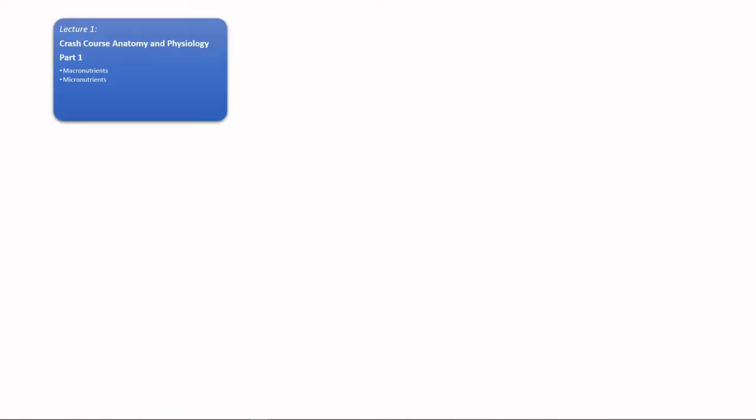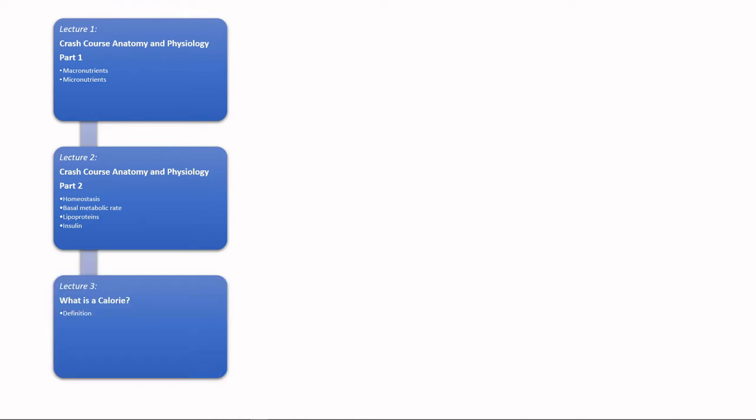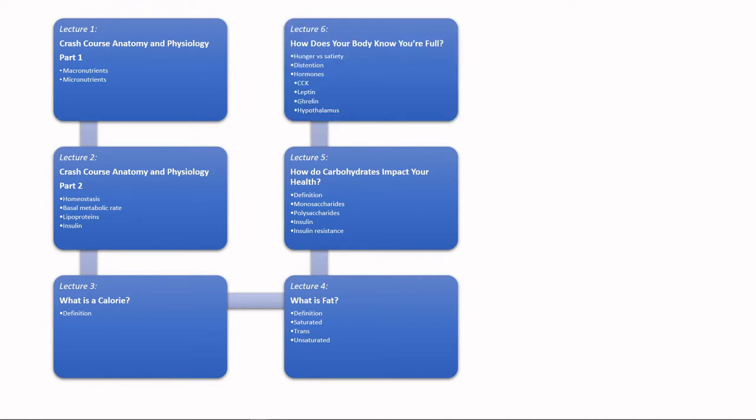Here is a roadmap of where we'll be going with Module 2. The first two lectures dive into the physiology of what happens to food after you eat it. Lecture 3 provides a short definition of the calorie. Lecture 4 and 5 discuss the definition and different types of fat and carbohydrates respectively. Additionally, Lecture 5 begins the discussion of insulin, which we will spend more time on in Module 3. Lecture 6 deals with the why we eat, including hunger and satiety mechanisms.